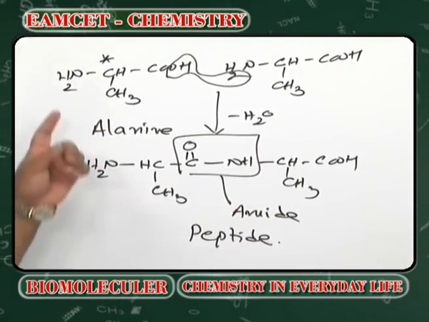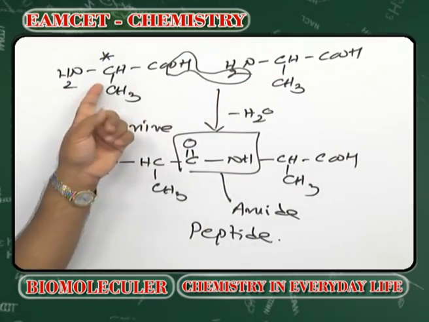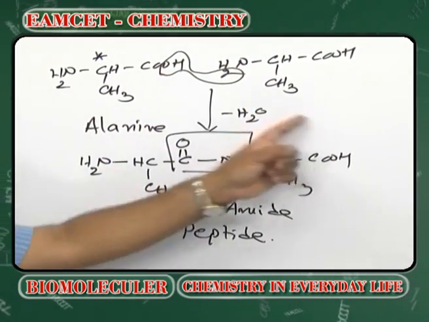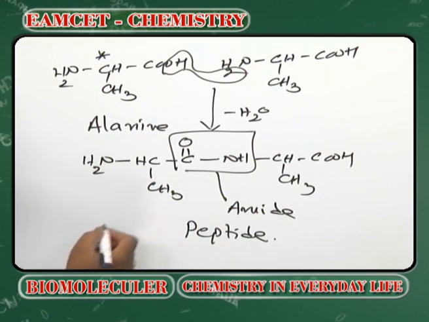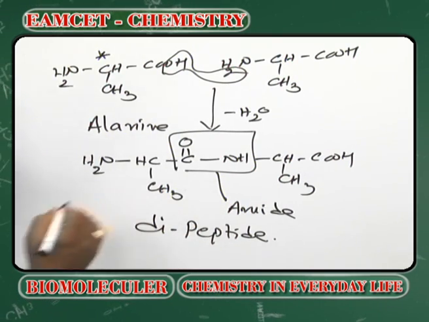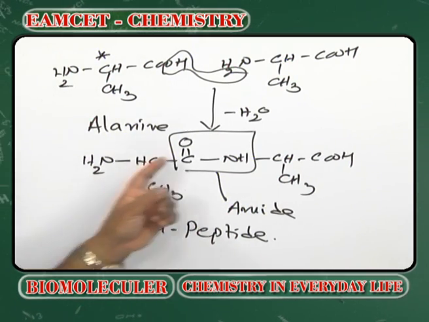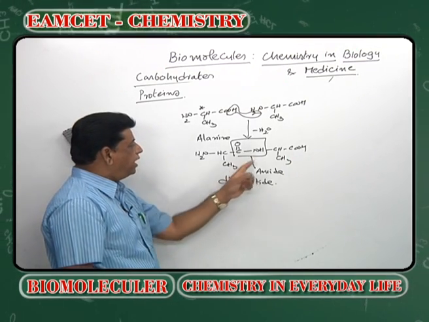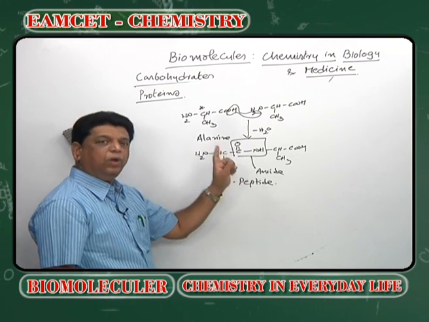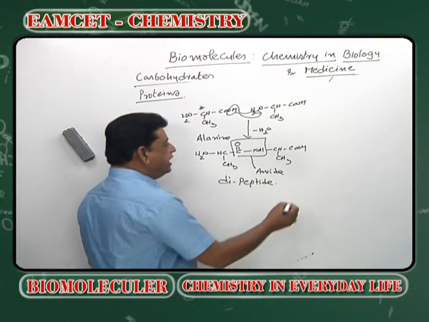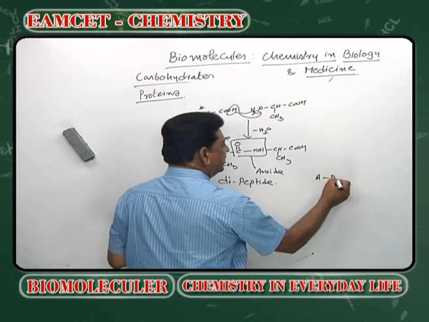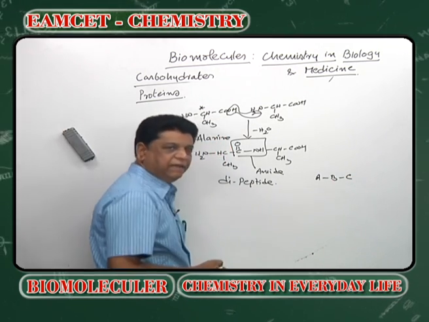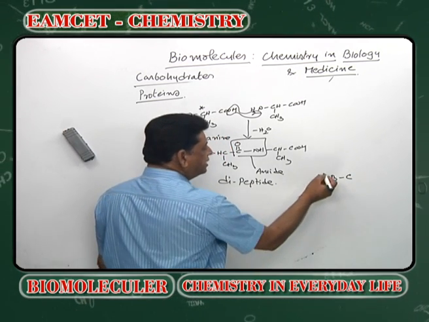Now how many amino acids are reacting? Two. Two gives one unit. This is called a dipeptide. So how many amino acids are there? Two are there. That's why it is called a dipeptide. In a dipeptide, how many peptide bonds are there? Only one is there. If A, B, C are linked, three amino acids are linked, then how many peptide bonds will be there?